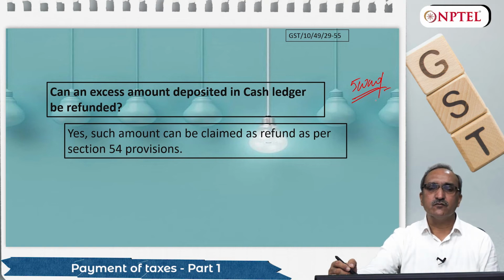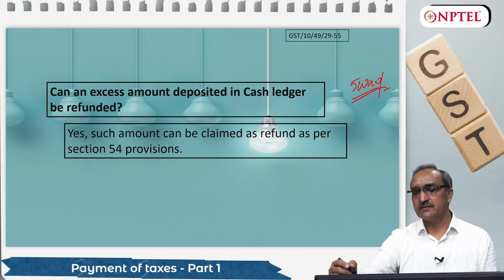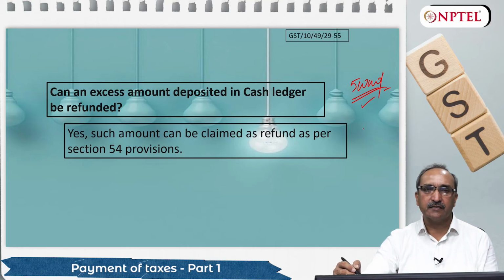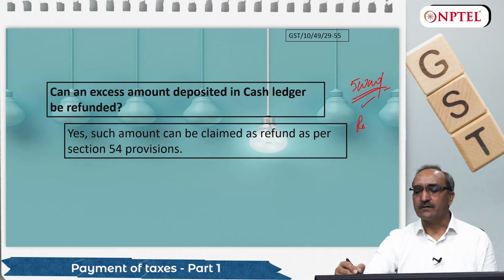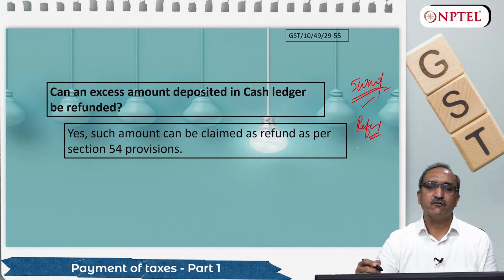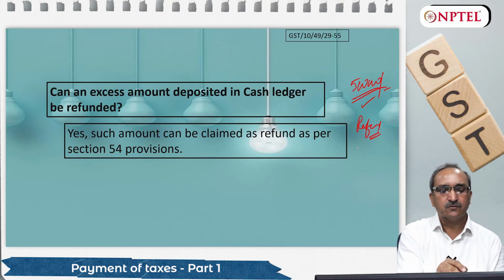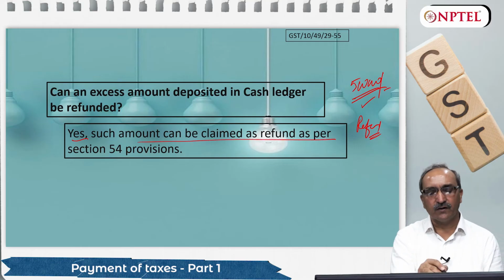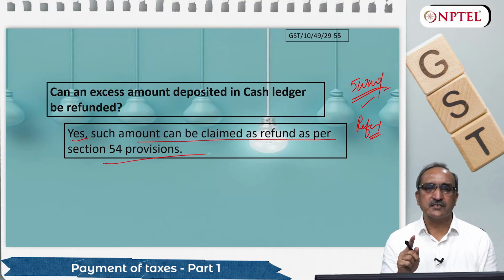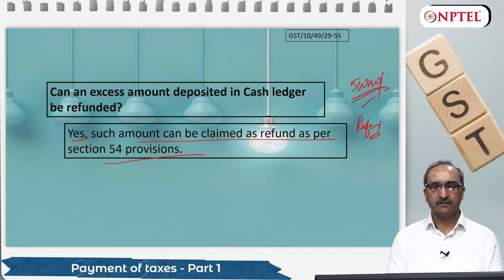But later on, when you challenge their order, when you challenge their interpretation and you win the case, and the amount is lying there in the cash ledger, you will get a refund. You have to apply for that and you will get it. So yes, such amount can be claimed as refund under section 54. Section 54 deals with provisions of refund under GST.